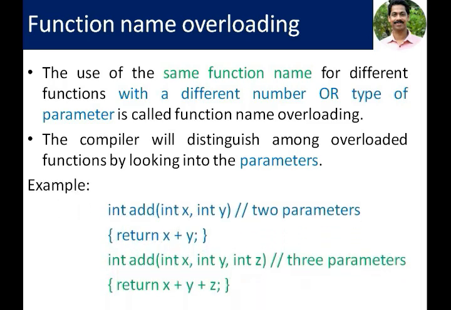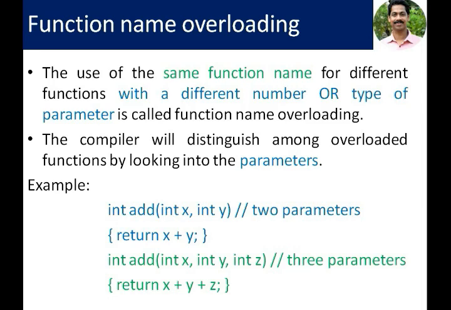Then this is an example for function overloading. Here the function name is add. These two functions can be defined in a single program. Even if the function names are similar, this can be allowed in a C++ program because in the first function add there are only 2 parameters, but in the second function there are 3 parameters.